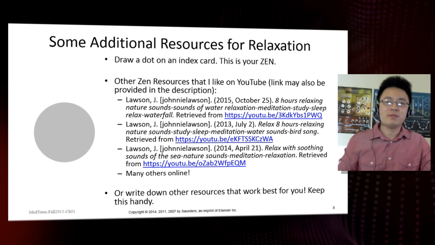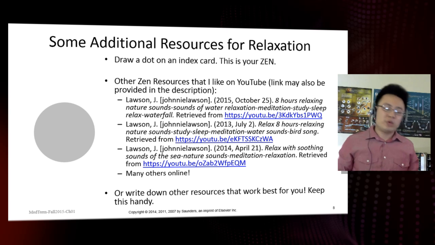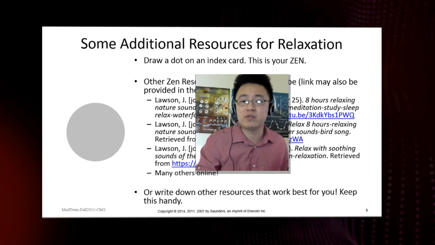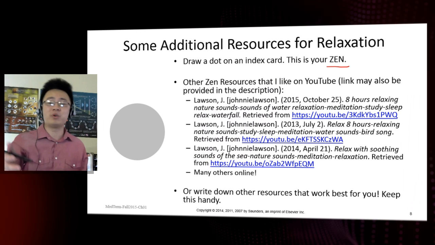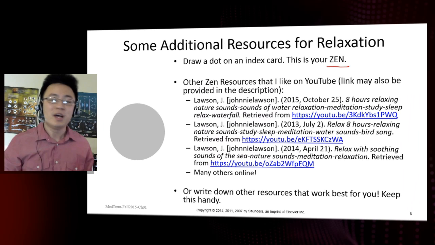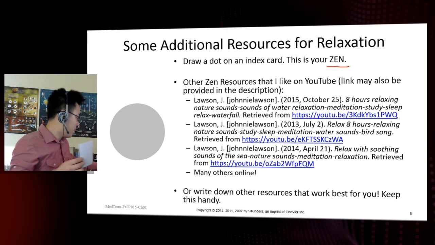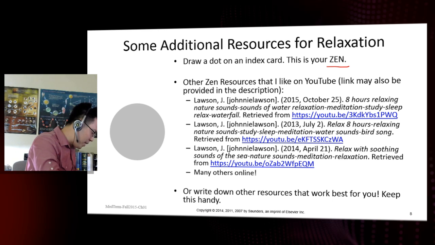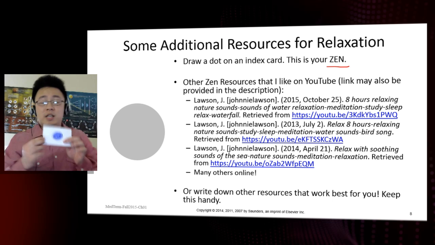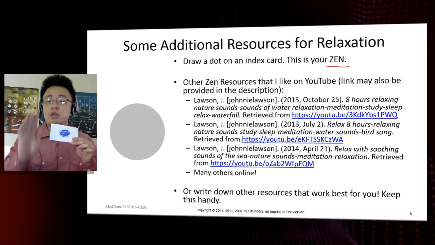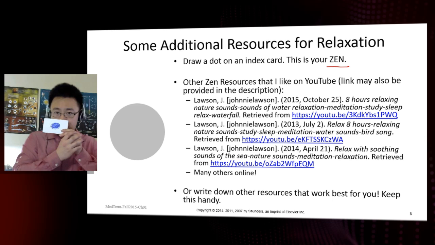All right. Now here's some additional resources for relaxation if you do need it. Some of my students have found this very helpful and told me to put it in the PowerPoint slides to help future students. First thing that I recommend here is you get yourself an index card or a piece of paper, and draw a dot on there. I'm going to draw myself a nice blue dot. You can use whatever color rocks your boat. Here's a nice blue dot right here. Wonderful, right? Okay.